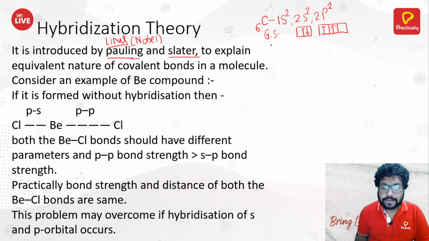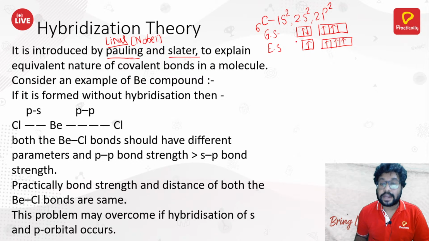Okay, so what happens in the excited state? This electron gets promoted here. We knew that already. So you have 1 electron here and 3 electrons here. 1, 2. So now you've got 4 unpaired electrons. Now you can clearly see here that 1 electron belongs to S and the other 3 belong to 2p.